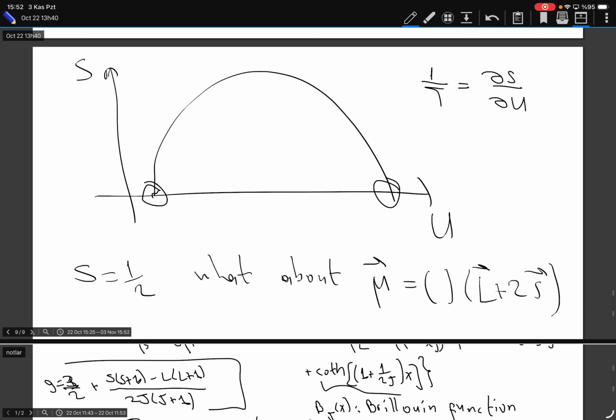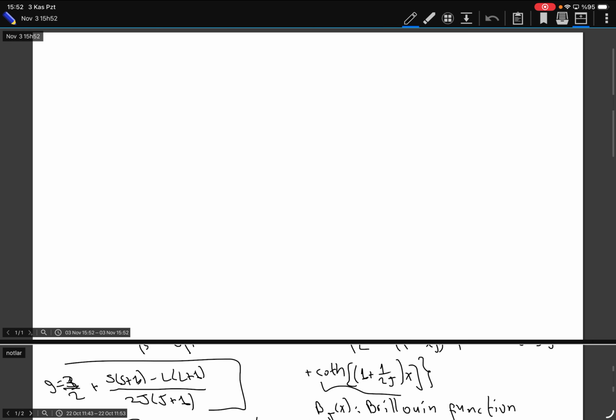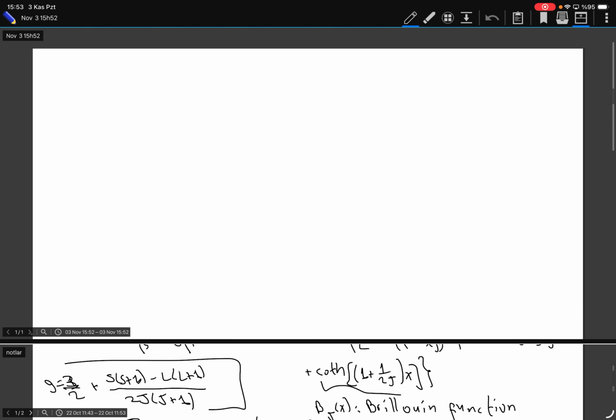Now today I intend to start a general treatment of this case, not just spin 1/2, but an arbitrary spin, an arbitrary total angular momentum, let's say. It can have also the orbital angular momentum and the spin degrees of freedom. But any questions about what we had done in our last lecture? Okay, so this is our problem.